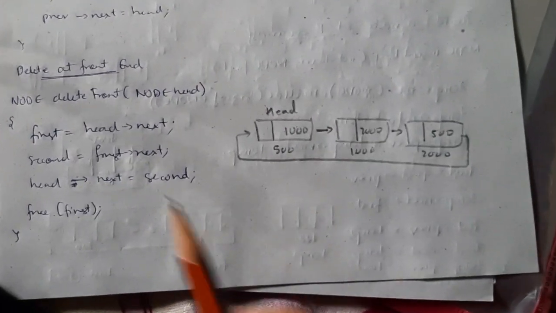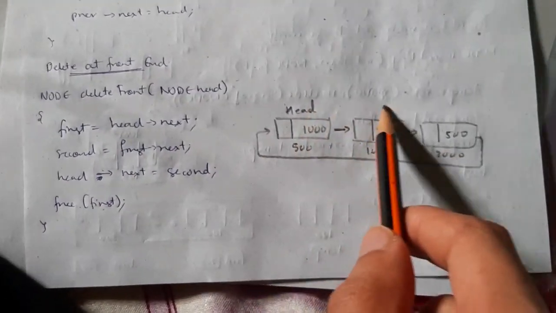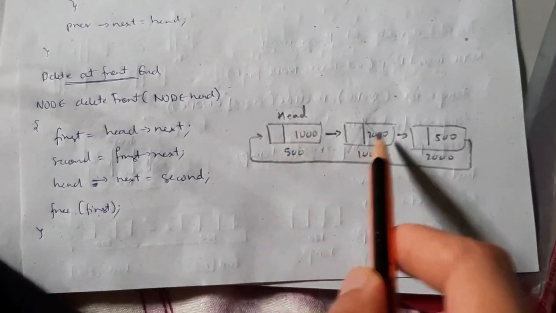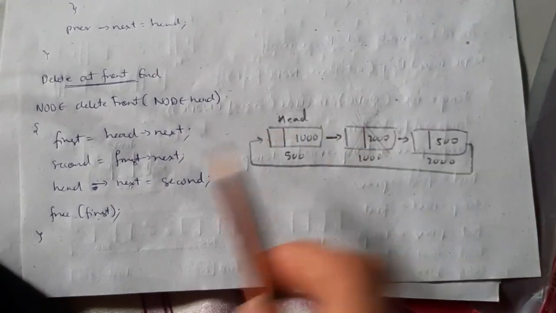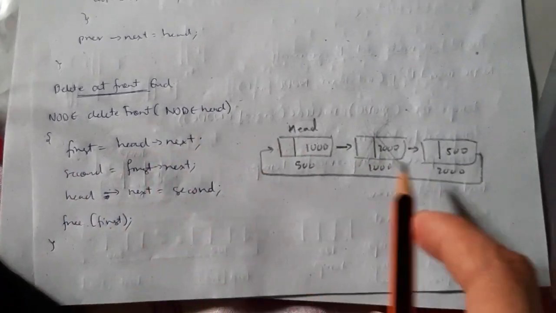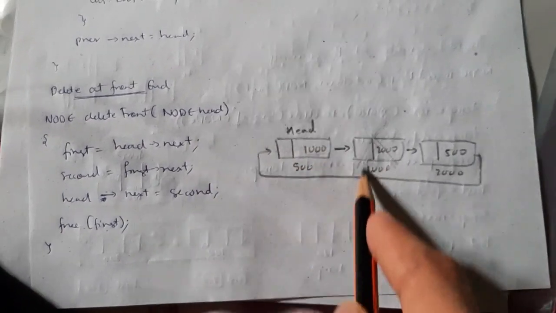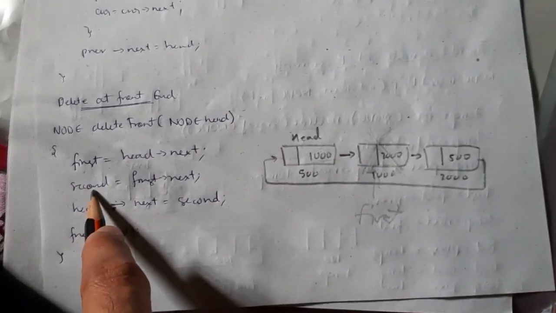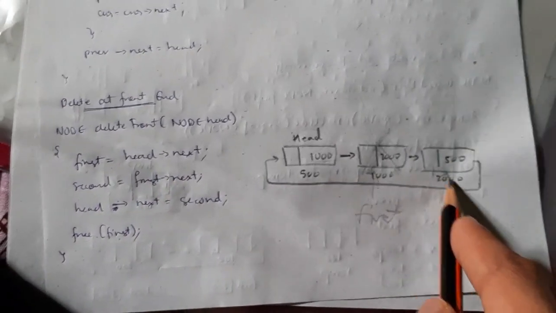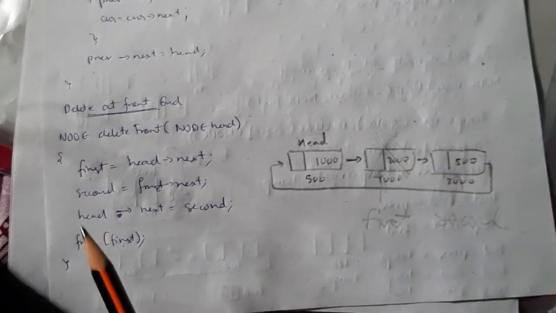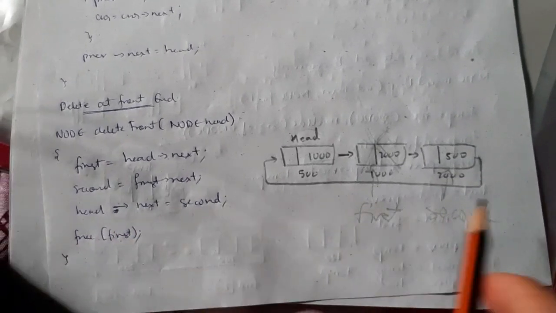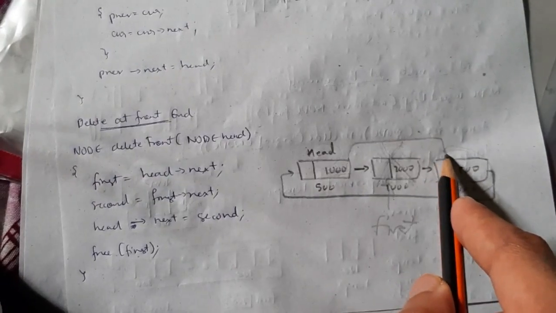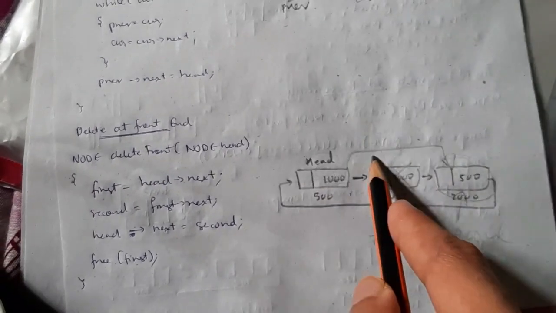And deletion from the front end is, if I have to delete this one, okay, from the front end means this is the first node. This is not considered as the first node, this is the first node. If I have to delete this, first is equal to head arrow next. Head arrow next is this, so this will be first, okay. So this is first here, and second is equal to first arrow next, so this will be second. Now head arrow next is equal to second. Since I got the second location, head arrow next, this part should be pointing to second, so this will point to the second directly and this will be removed from here.